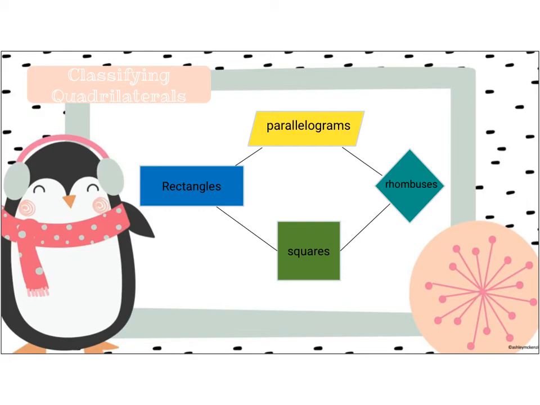A parallelogram does not have right angles. That's the main difference between parallelograms and rectangles. If you take a rectangle and you push it to the side, so it tilts a little bit, now you've got a parallelogram. Same thing with the square. You tilt it, and now you have a rhombus. Okay. Rhombuses are very similar to squares.